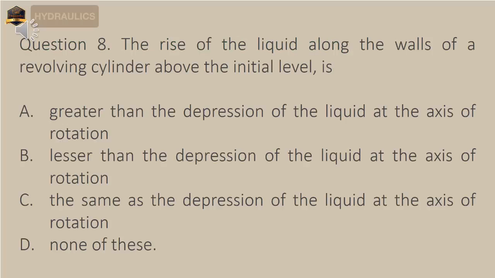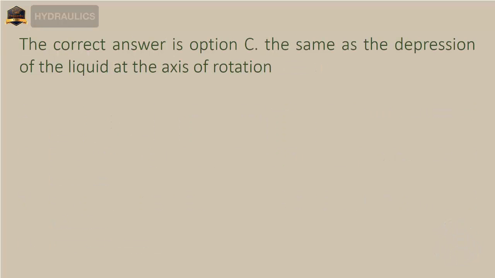Question 8. The rise of the liquid along the walls of the revolving cylinder above the initial level is A. Greater than the depression of the liquid at the axis of rotation. B. Lesser than the depression of the liquid at the axis of rotation. C. The same as the depression of the liquid at the axis of rotation. D. None of these. The correct answer is option C, the same as the depression of the liquid at the axis of rotation.